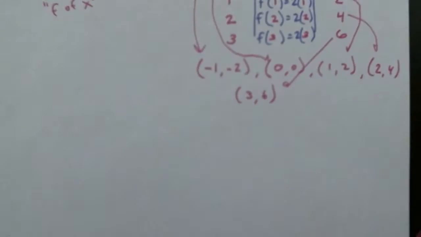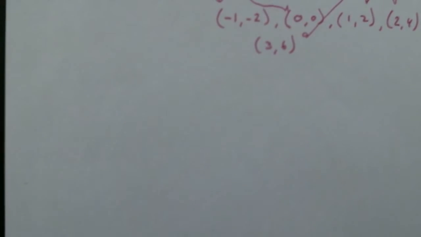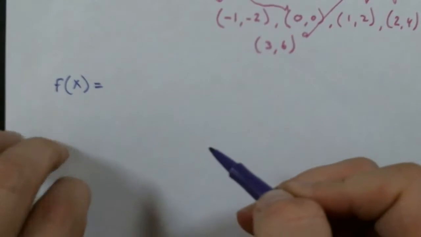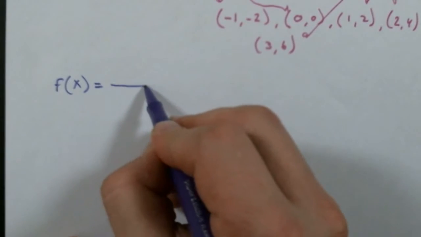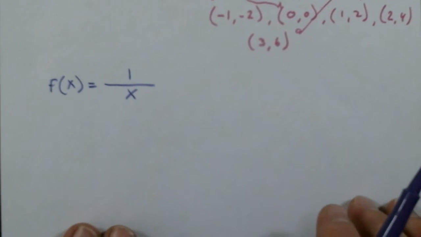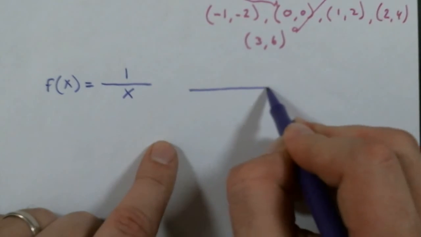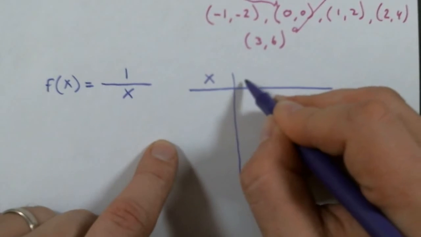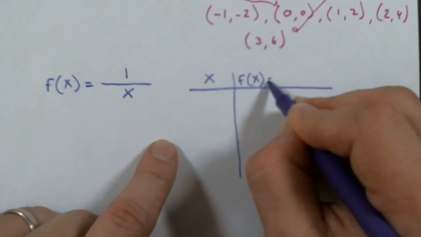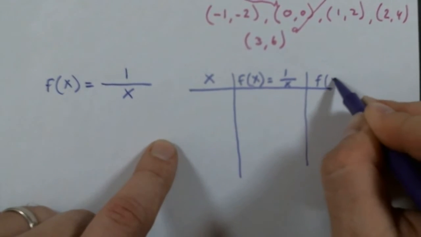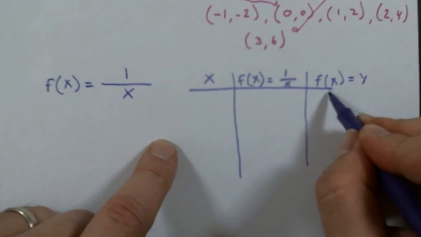So let's go ahead and do this one here. So for example, what if I wanted to write f of x equals 1 over x. Now you're probably thinking it's a division. That's okay. So here's what I want you to do. Make a table of values. And here's going to be our x's. Here's our system that we are plugging them in. And here's going to be our f of x. Remember, this is also equal to y. This is our output.